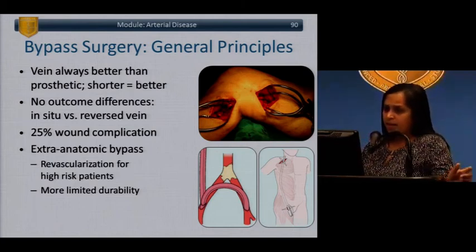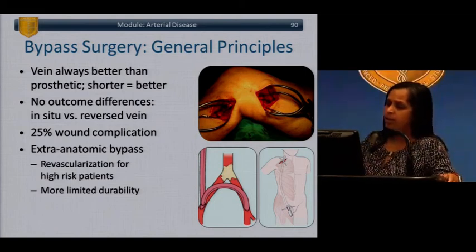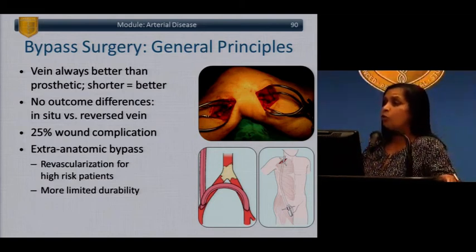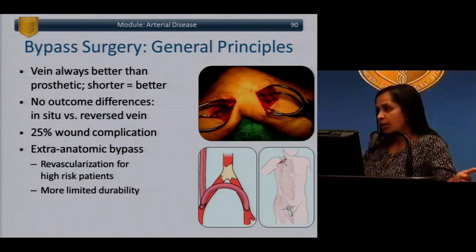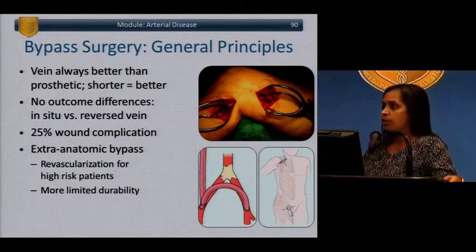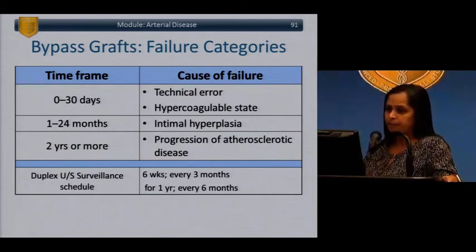And then the idea of extra-anatomic bypasses is important to keep in mind in somebody who is a high-risk patient for a usual anatomic bypass. This is typically used in the setting of aortoiliac disease, where you don't want to operate on somebody's aorta because of their risk. It's better tolerated and less risky, but its durability is more limited than the anatomic bypass.